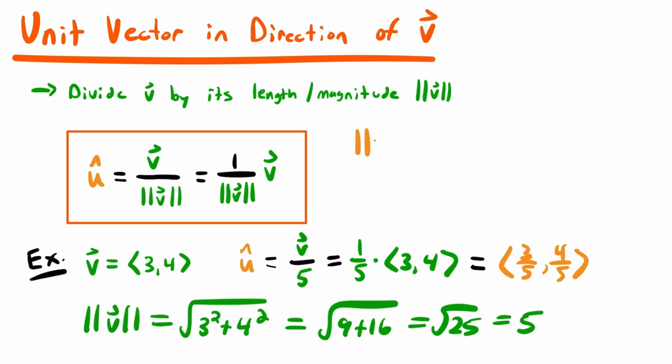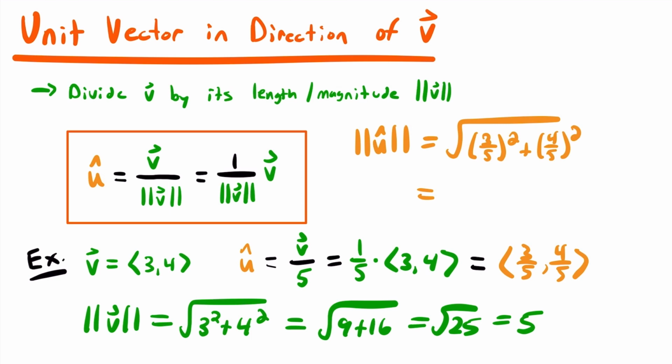If we look at the magnitude of our unit vector here, that will be equal to the square root of the sum of the components squared. So we'll have (3/5) squared plus (4/5) squared. If we square those components, we'll have the square root of 3 squared, which is 9, over 5 squared, which is 25. So I'll have 9/25 plus (4/5) squared: 4 squared is 16, 5 squared is 25. So I'll have 16/25.